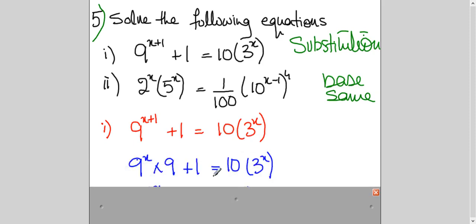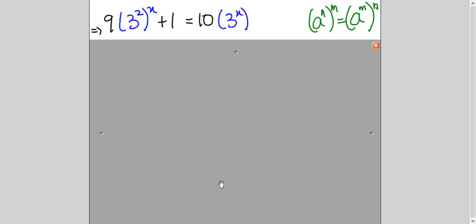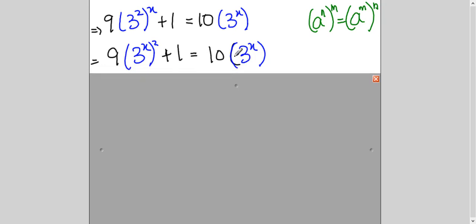So first of all, I'm applying law of indices here, right? It will be 9x multiplied by 9. I have written here. You can see here. Now this plus 1 is coming as it is. Now 9 is multiplying by this term, and this 9 power x can be written as 3 square power x. We have seen this in previous examples. This I'm copying down as it is. Then I will change the positions.